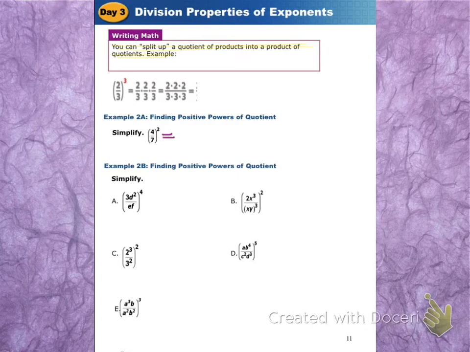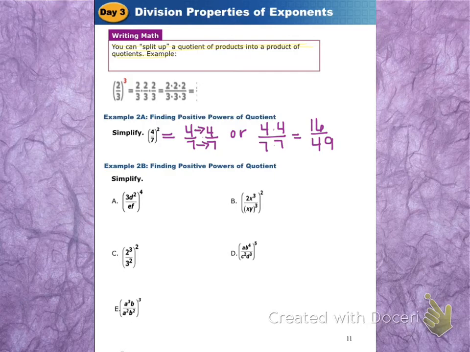Here's an example of that. We have 4/7 that's being squared. I could think about that as 4/7 times 4/7, or I could think about it as 4 times 4 over 7 times 7, which, when you multiply fractions, you multiply the numerators anyway. We multiply straight across, and the denominators too. So that's really the same thing. And this turns out to be 16/49.